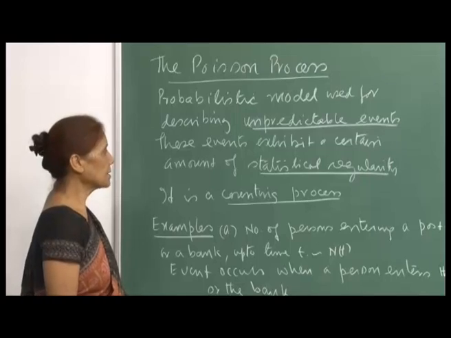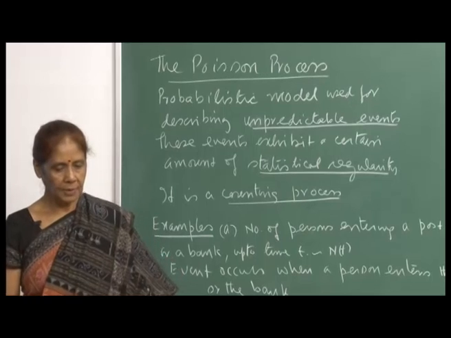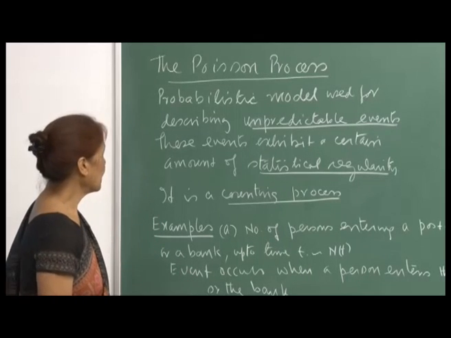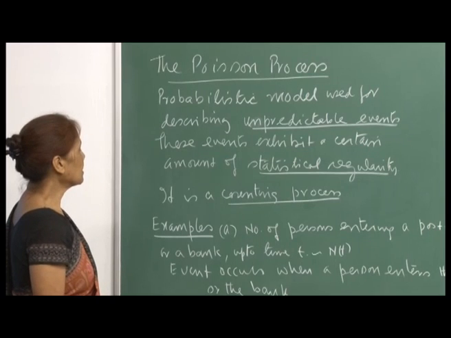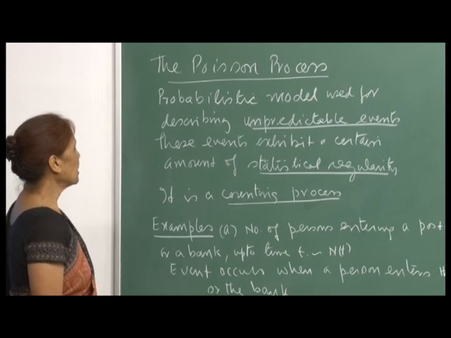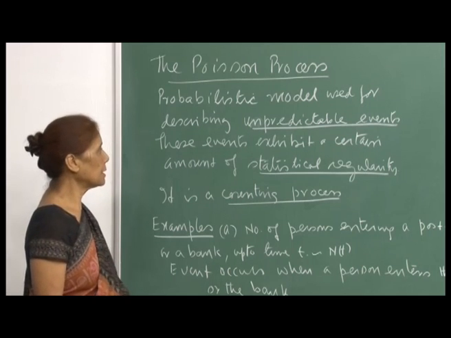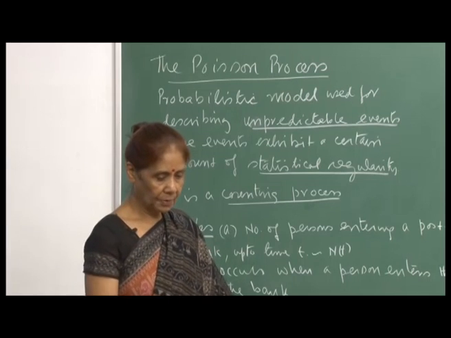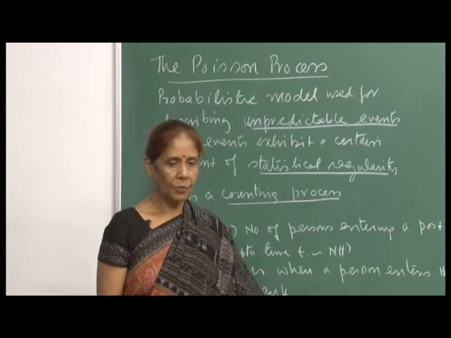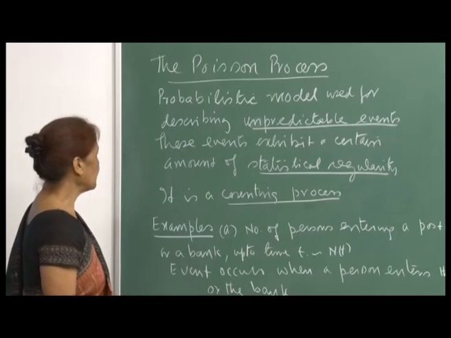Okay. In my last lecture, I had told you that we will now be talking about some stochastic processes, and one of them is the Poisson process. You can describe this as a probabilistic model used for describing unpredictable events, because there is a chance element. For example, when an earthquake will happen or when a certain person walks into a post office, these are all unpredictable events.